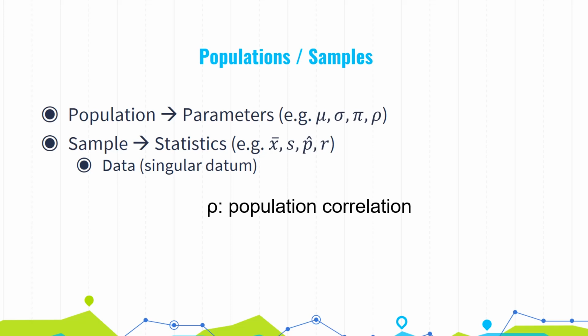And in general, the parameters are unknown to us, right? If they were known, then we would know everything about the population. On the other hand, we take a sample and we calculate statistics. Some of the popular ones: x bar is what we use to notate the sample mean. The letter s is for the sample standard deviation. P with a little hat over it, it's actually called p hat, is the sample proportion. And then the letter r for the sample correlation.